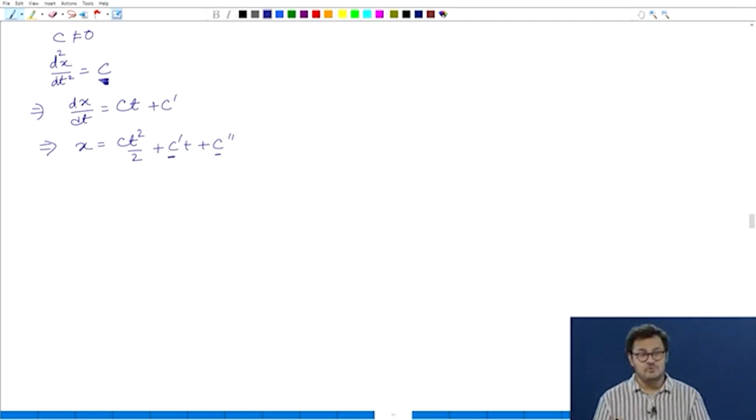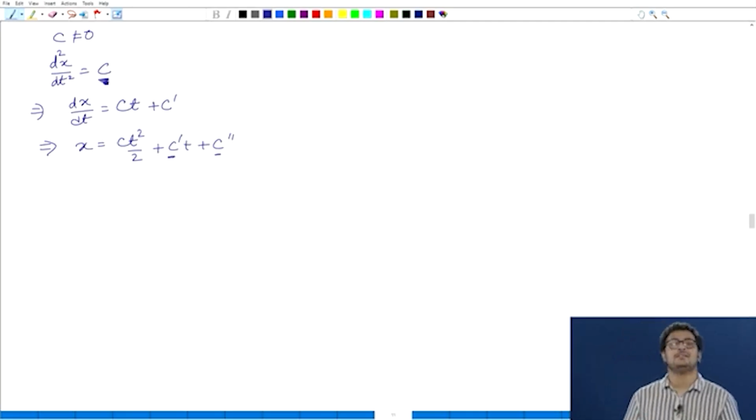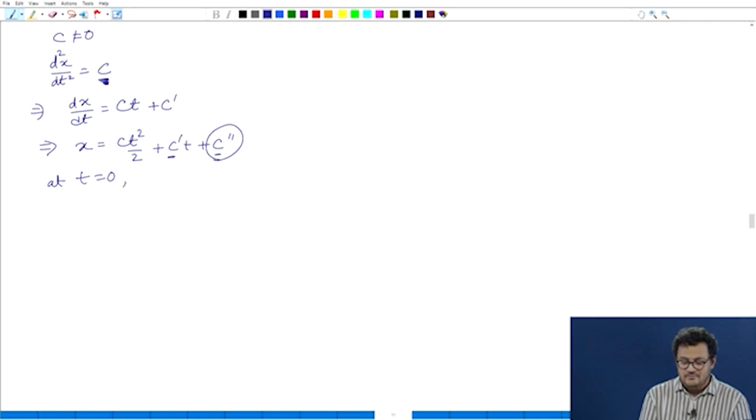We have to remove them, and who will help us? The initial conditions. So, once again, if you say that at t is equal to 0 my x is 0, then your c double prime will go to 0. At t is equal to 0, x is equal to 0, then c double prime is 0. Then you are left with x is equal to ct square by 2 plus c prime t.